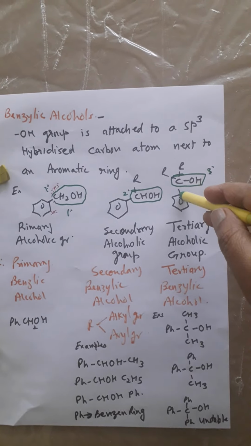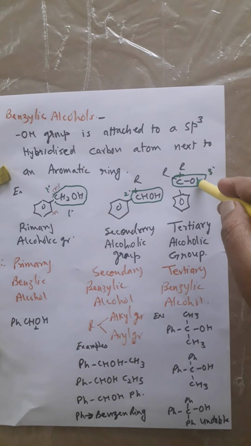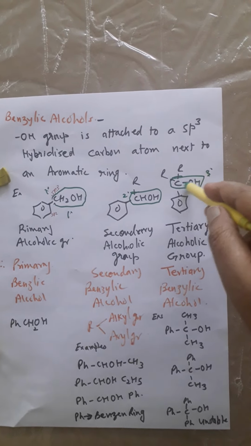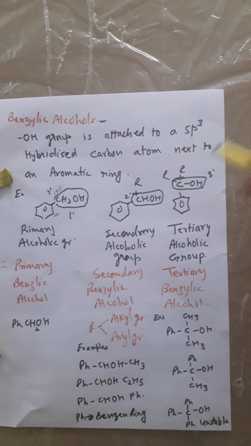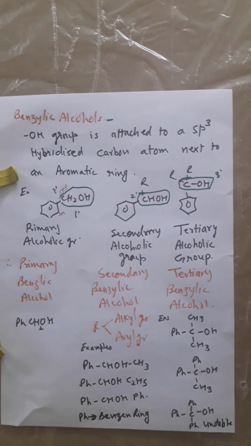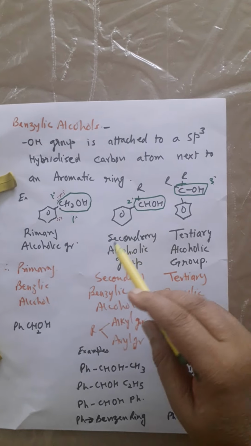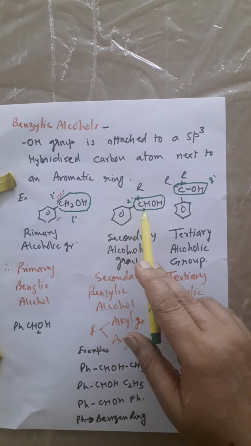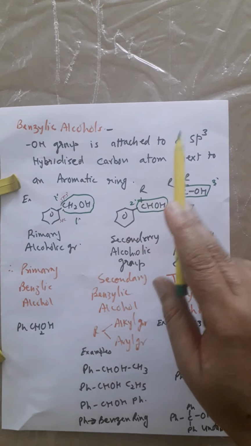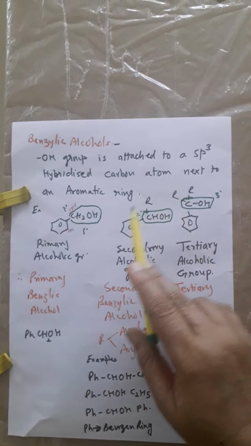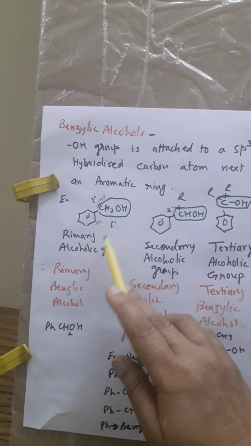So when the benzene ring is attached to the carbon having the OH group, and the carbon is a tertiary carbon, with one side having the OH group and the other side a benzene ring, we will call it tertiary benzylic alcohol. Now the secondary alcoholic group, the CHOH group: this 2 degree carbon is attached to the benzene ring, and the other R can be anything. It can be phenyl, it can be methyl, it can be anything, right? So it is called secondary benzylic alcohol. And this is called primary benzylic alcohol.